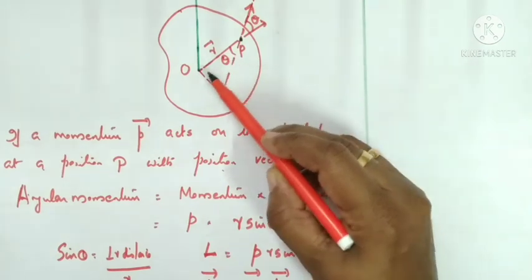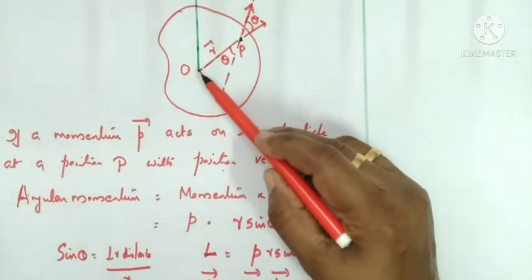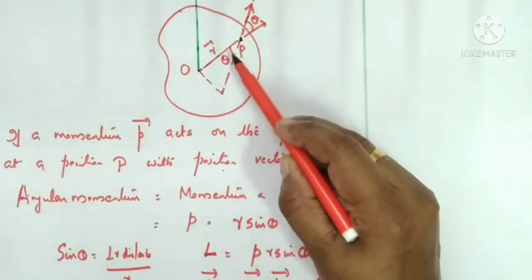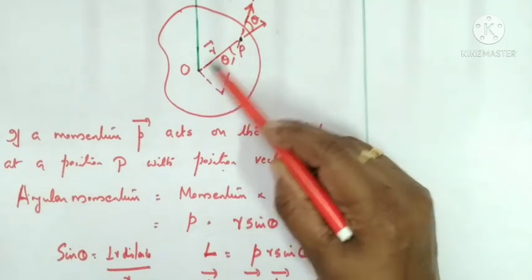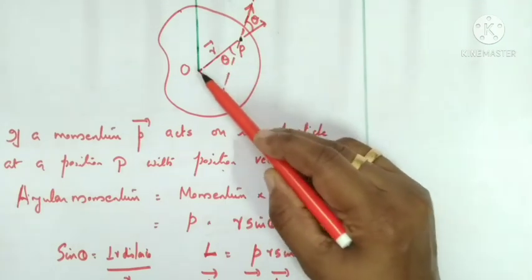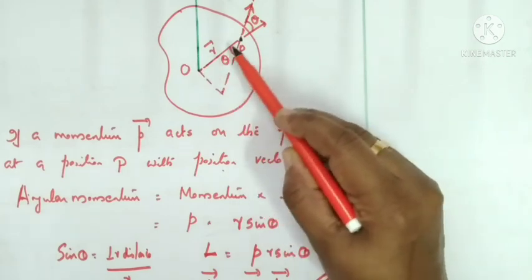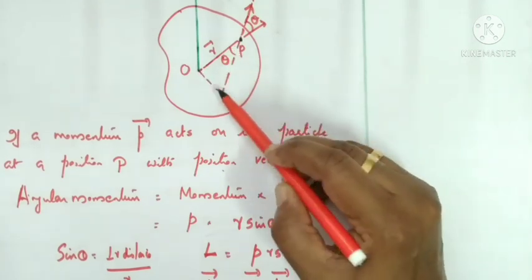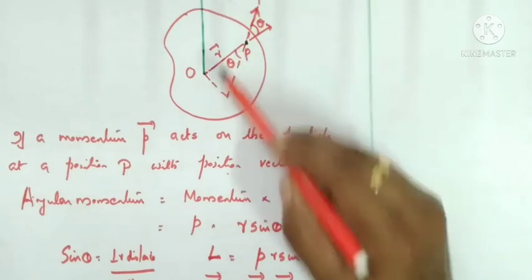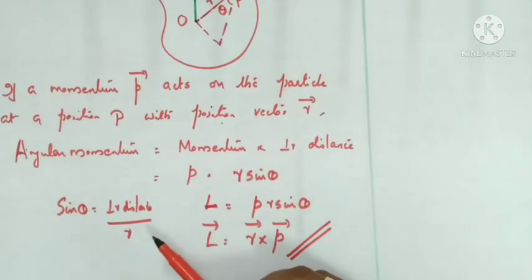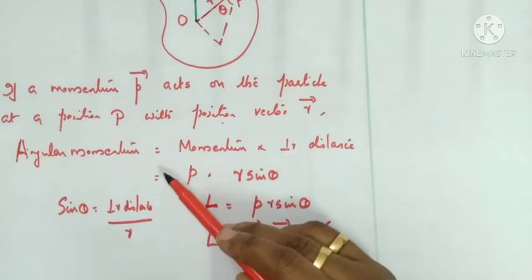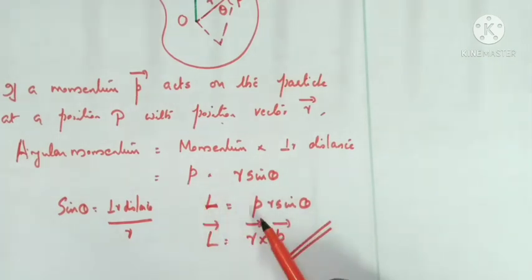How will you find out the perpendicular distance? This is the perpendicular distance. If you take sin theta, it is equal to the perpendicular distance divided by r. Sin theta is the opposite side divided by the hypotenuse, and here the hypotenuse is r. So sin theta is equal to the perpendicular distance, which we have to find out, divided by r. Thus we can write angular momentum is equal to P r sin theta, or angular momentum L equal to R cross P.